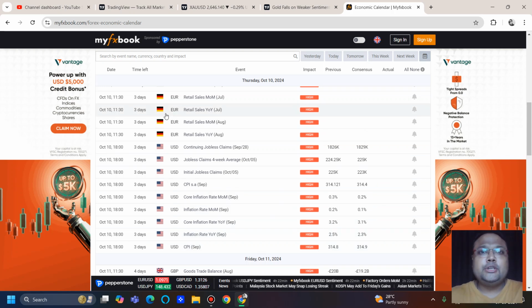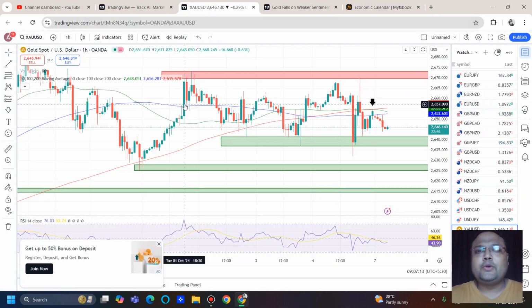And if you are a positional buyer on gold, then obviously you can hold your buy position because fundamentally things are very bullish right now. The global crisis is still going on. So you can expect that after some deep correction also, market will be going up.